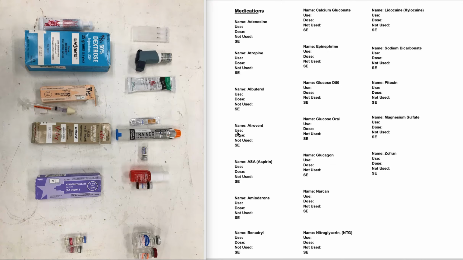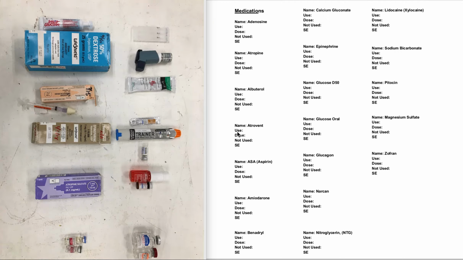On the right side of the screen, you can see that there's a list, and basically what we'd like you to have is a general understanding of what these medications are used for, how much we usually give, and when we don't use them, and then any type of side effects. So again, we're classifying the use or indication, the dose, how much we would give, what would be a contraindication, and then the side effects.